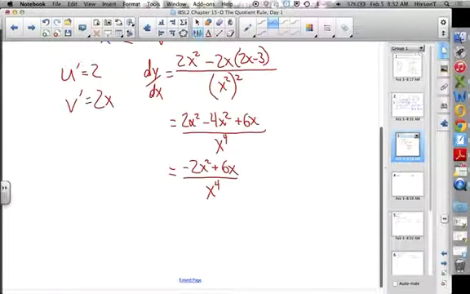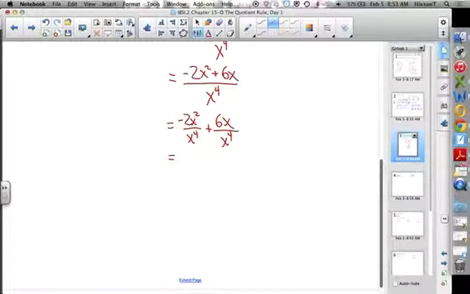If we wanted it to look exactly like the answers we got before, we could split it up into two separate fractions and reduce it. So negative 2x squared over x to the 4th plus 6x over x to the 4th is going to be negative 2 over x squared plus 6 over x cubed. So this is a third way we could have done that same problem.